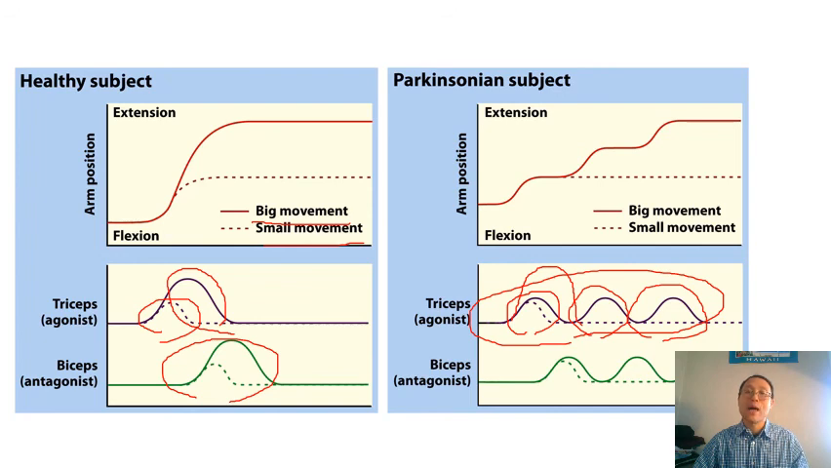Then the brain gets feedback saying, oh, that's not where I want to go, and I have to keep exerting this amount of motor output in order to achieve my goal, essentially. Okay, so this is why you see this cogwheel type of movement in Parkinson's patients.